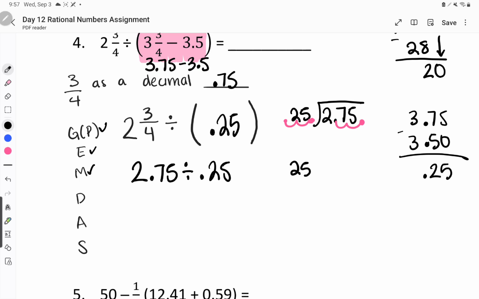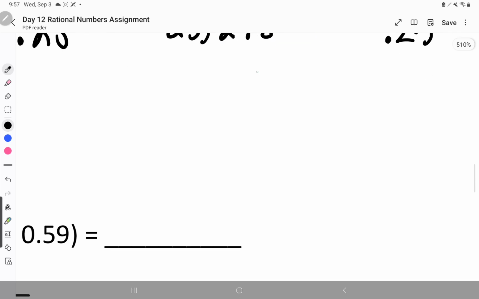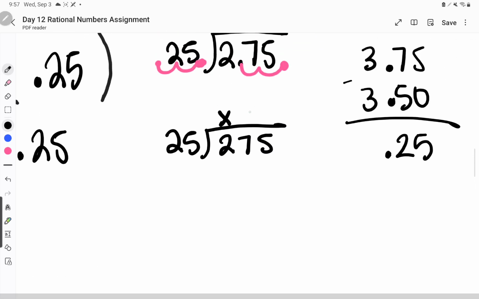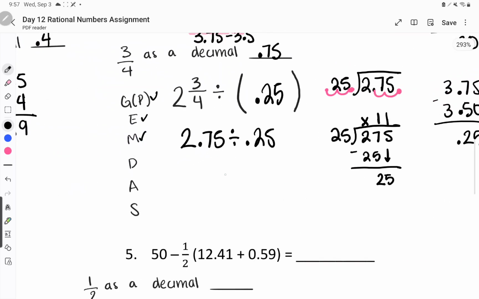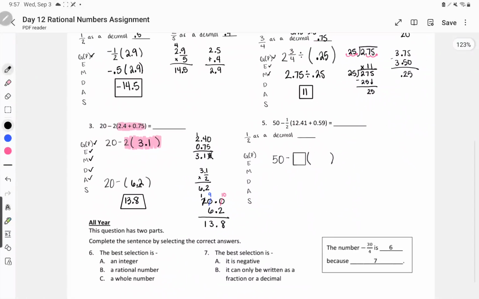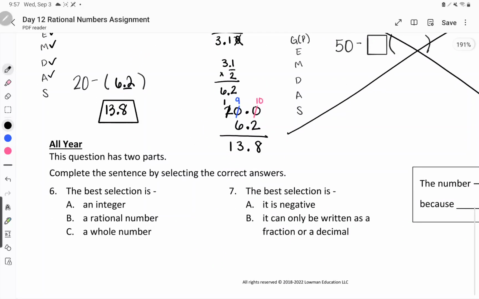So now I have 25 going into 275. 25 does not go into 2, but it does go into 27 one time. 1 times 25 is 25. Subtract, and that gives us 2. Drop down your 5. 25 goes into 25 one time, so that gives us 11. We're going to skip this one. We're going to do this last one down here at the bottom.